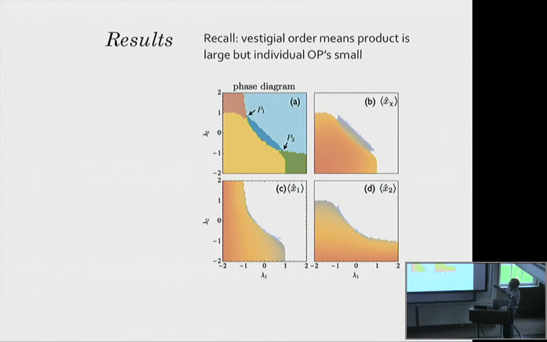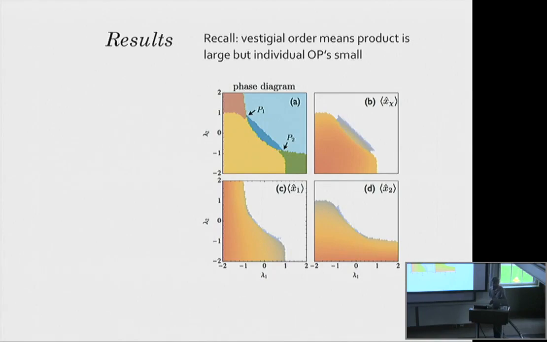You have two transitions. You first form vestigial order, and then as you keep going, you finally end up in a phase where both modes 1 and 2 are self-organized. So you have this intermediate temperature phase that's vestigially ordered.